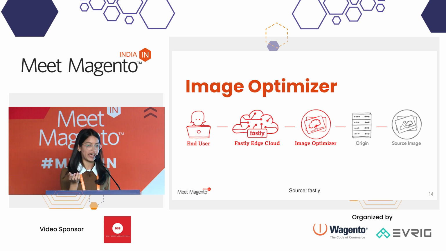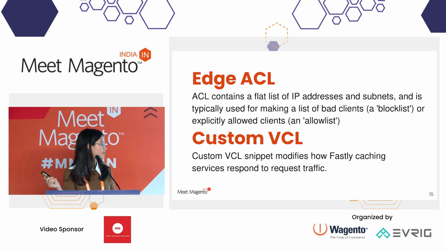So for that, Fastly provides image optimizers. Whenever you send a request, Fastly will optimize the image and then send it to the customer. So image optimization is also included in Fastly. So this is how Fastly is taking care of speed.